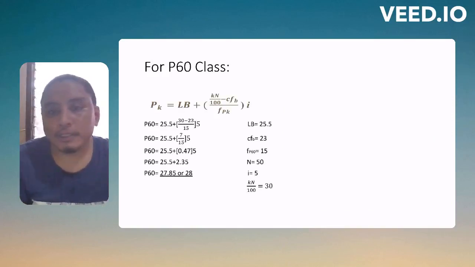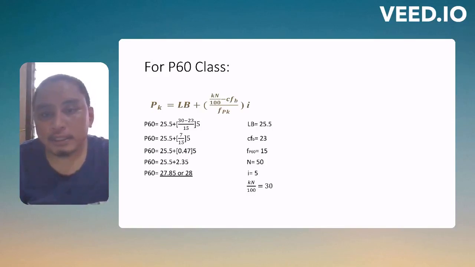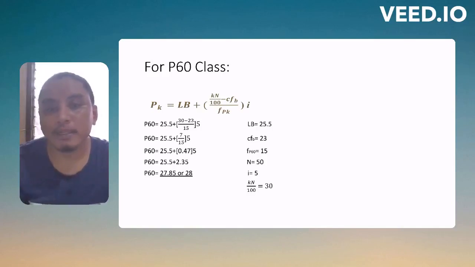This is the formula for the P60. P60 is equal to 25.5 plus 30 minus 23 over 15 multiplied by 5. So P60 is equal to 25.5 plus 7 over 15 multiplied by 5. So P60 is equal to 25.5 plus 0.47 multiplied by 5. So we have here 25.5 plus 2.35, which has a total of 27.85, or we can round it up to 28. So our P60 here is 28.